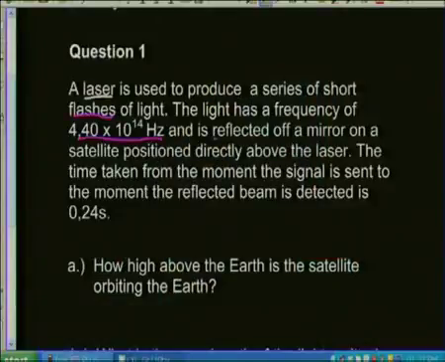So that's a fairly low frequency when it comes to light. Lasers can have much higher frequencies, of the order of 8 times 10 to the 14. But the lasers that we're looking at here are on the lower end of the spectrum, probably a red sort of colored spectrum, although that's not required. So what are we told? It is reflected off a mirror on a satellite positioned directly above the laser. Now, the time taken from the moment the signal is sent to the moment that the reflected beam is detected is 0,24 seconds.